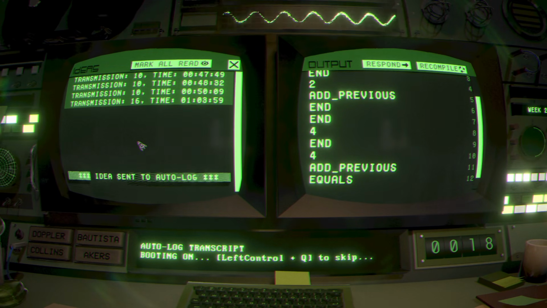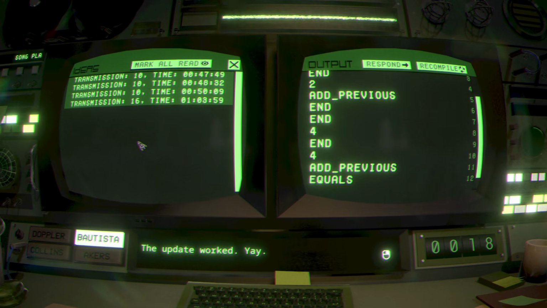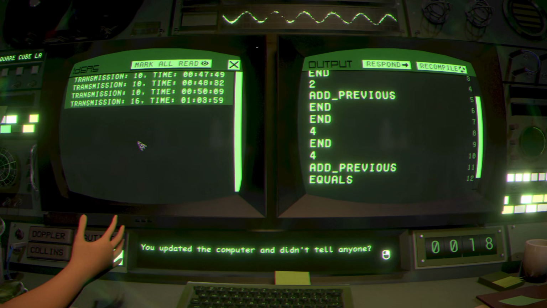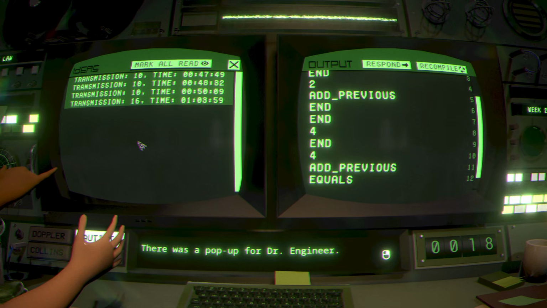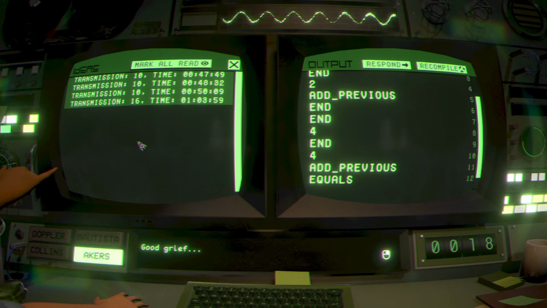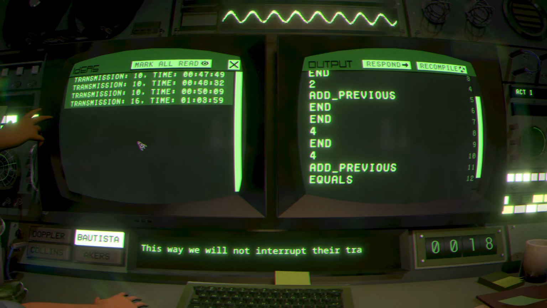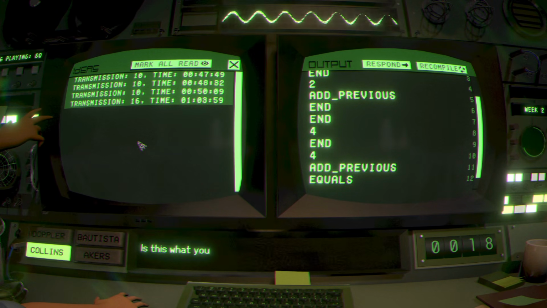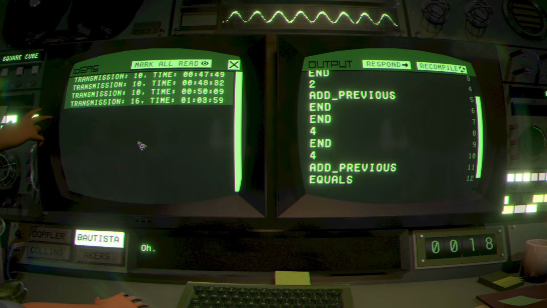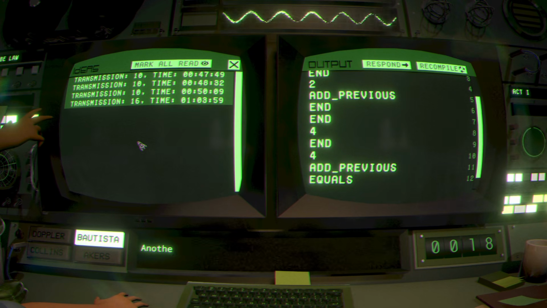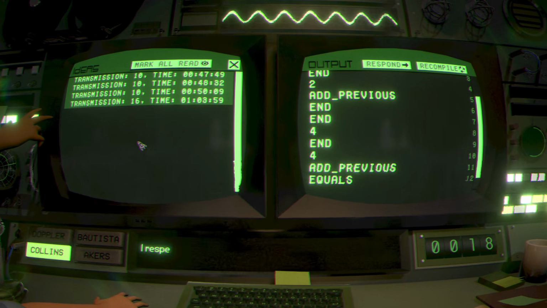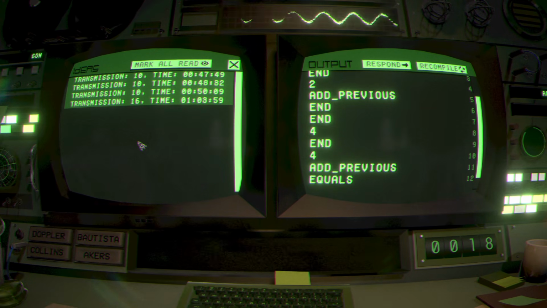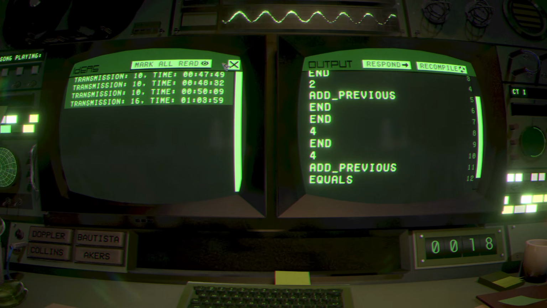Okay, we got a log. The update worked. Yay. You updated the computer and didn't tell anyone? There was a pop-up for a Dr. Engineer. Good grief. This way, we will not interrupt our train of thought. You can just say we have an idea. Is this what you were working on all night? Oh, yes. Another update is in progress. I respect your dedication, Dr. Bautista.